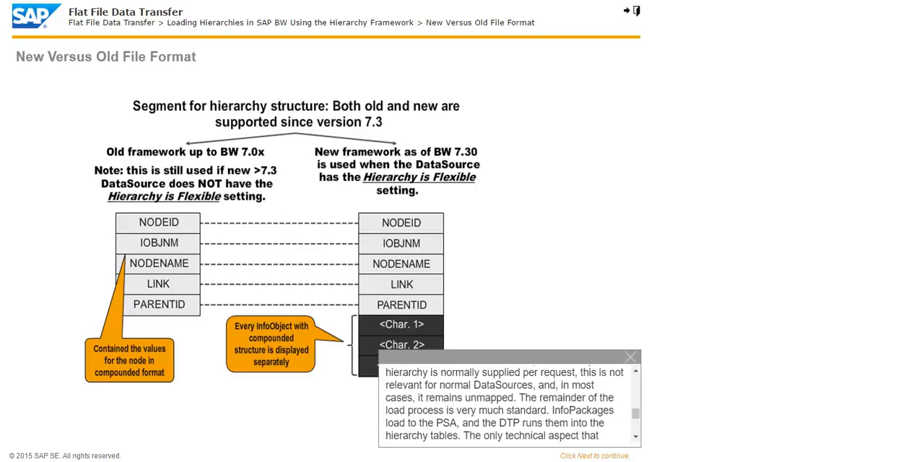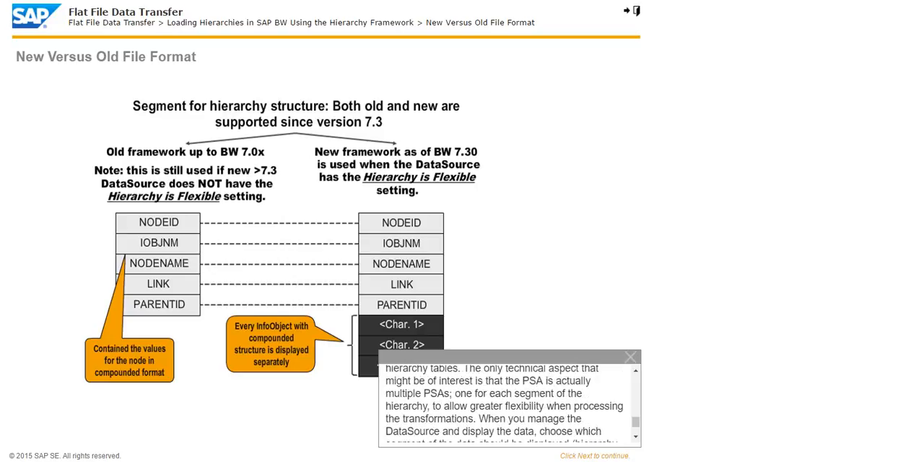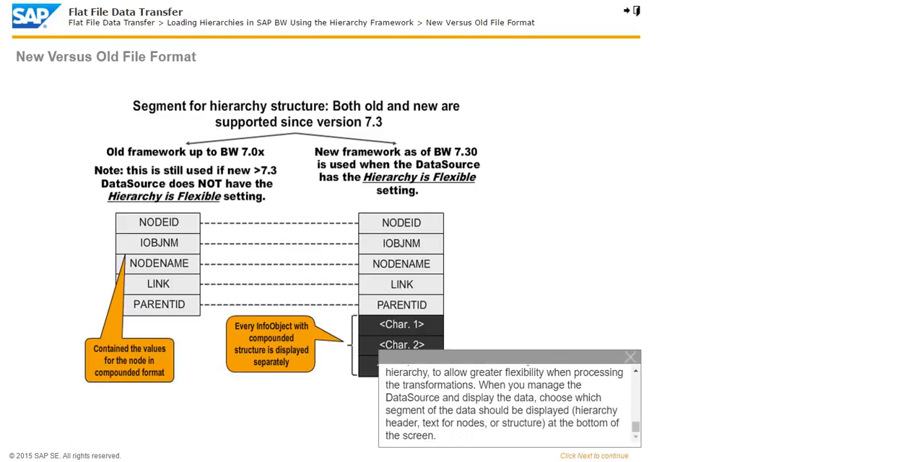Info packages load to the PSA and the DTP runs them into the hierarchy tables. The only technical aspect that might be of interest is that the PSA is actually multiple PSAs, one for each segment of the hierarchy, to allow greater flexibility when processing the transformations. When you manage the data source and display the data, choose which segment of the data should be displayed, that is, hierarchy header, text for nodes, or structure at the bottom of the screen.